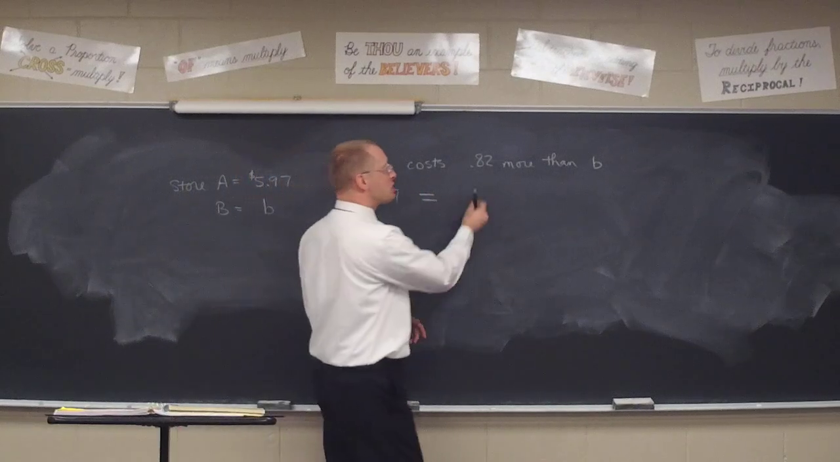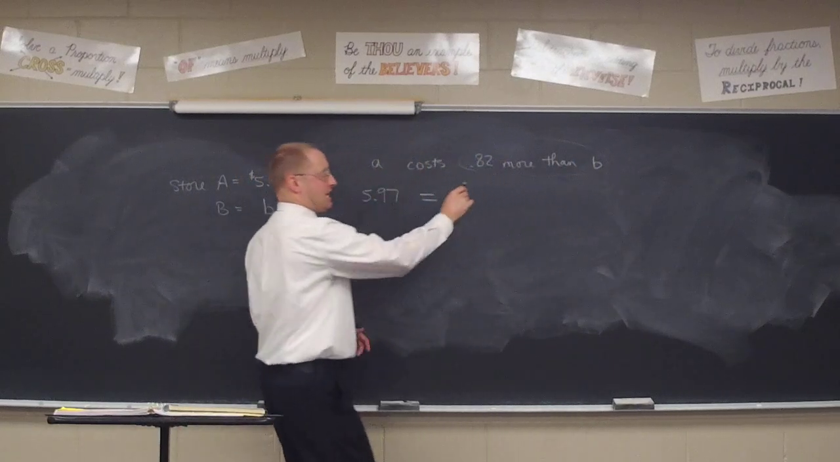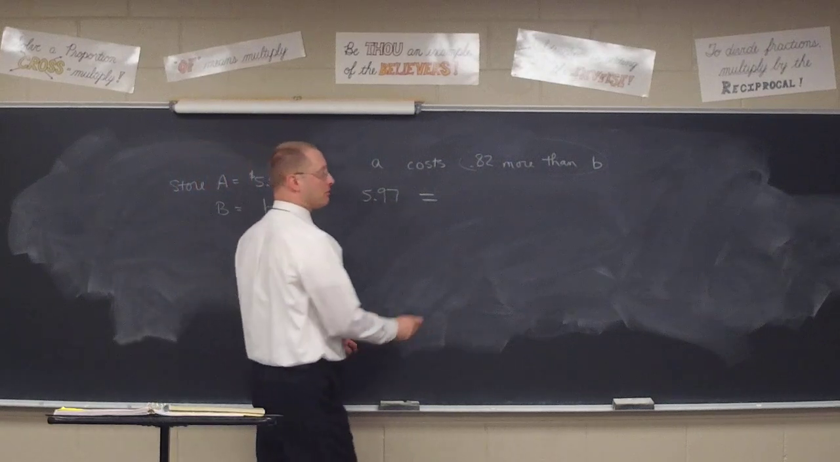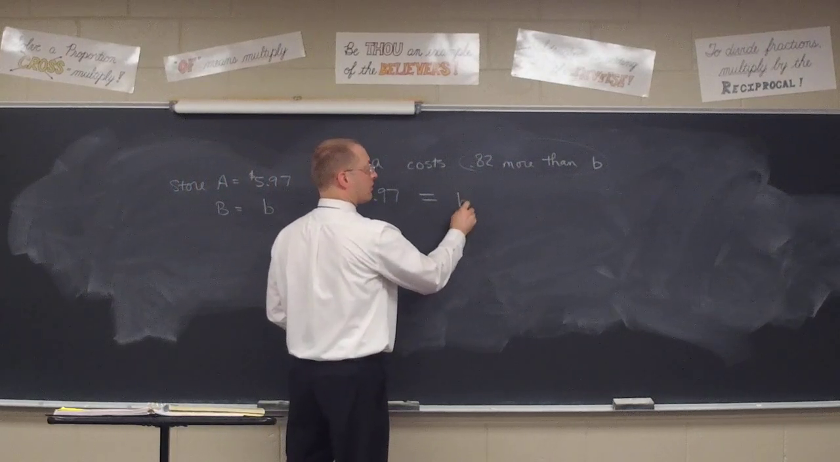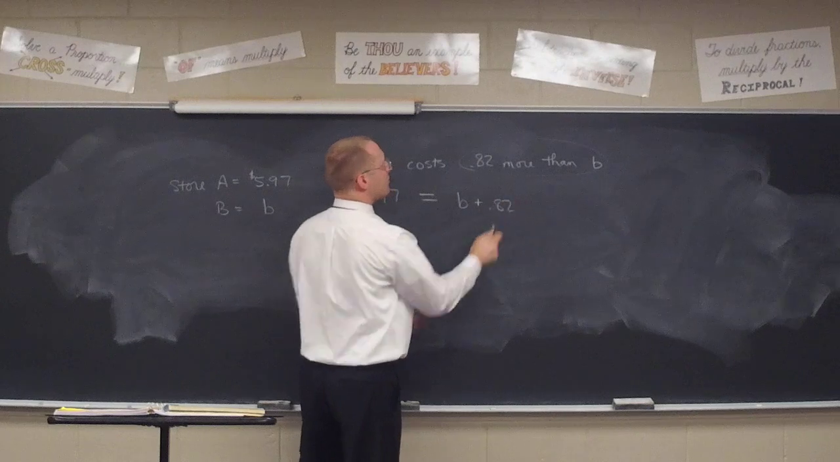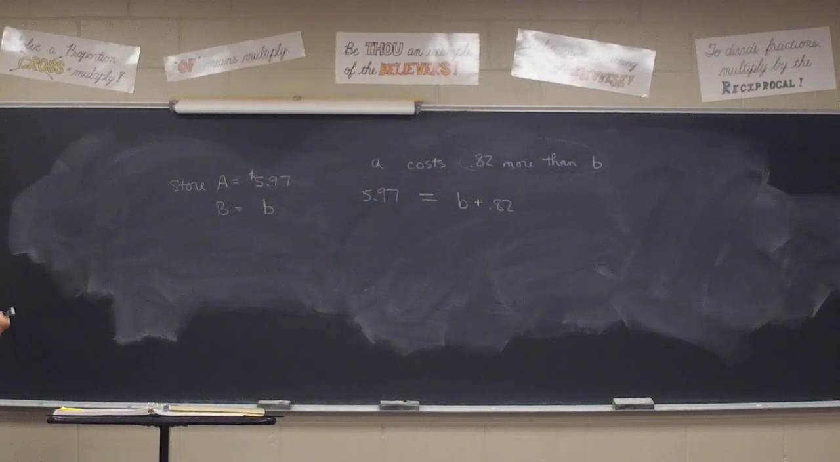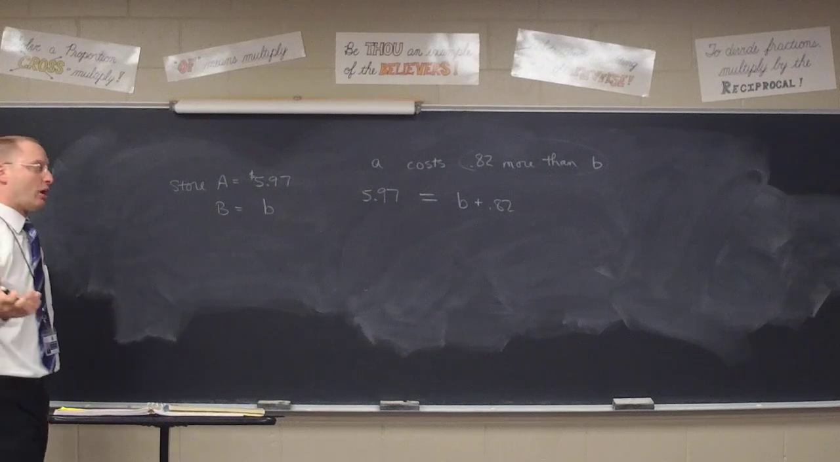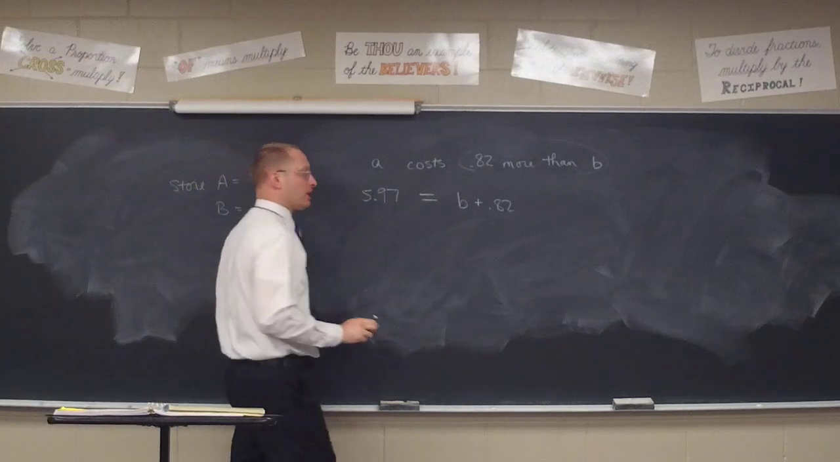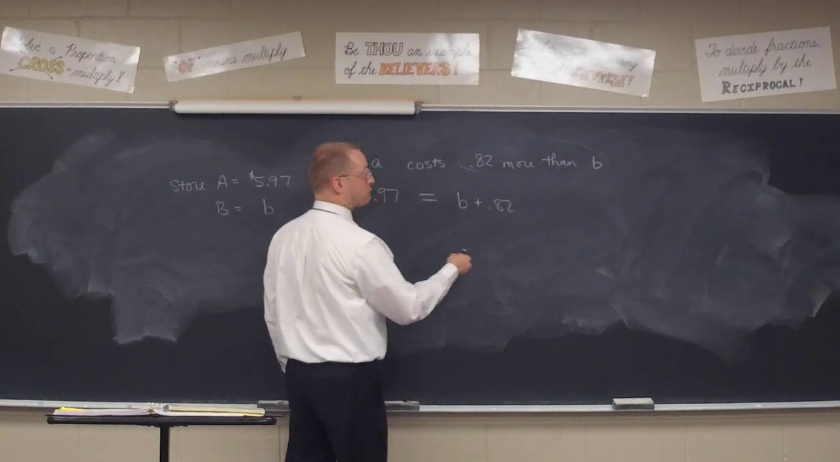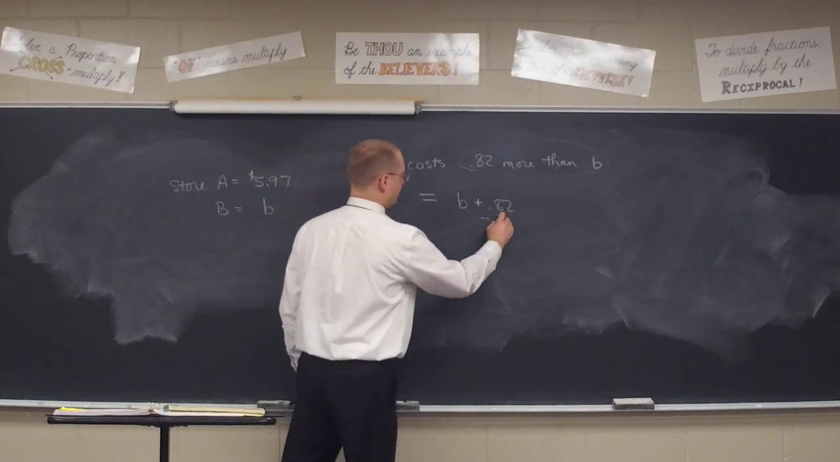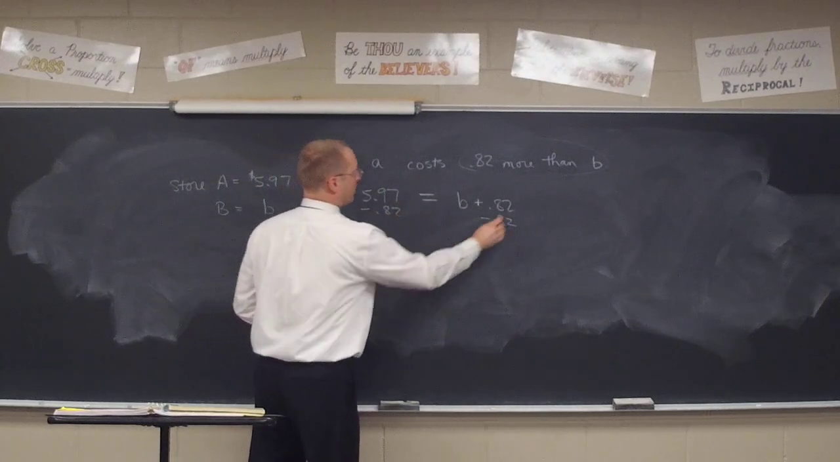And when it says 82 cents more than B, class, we could write that 0.82 plus B. Well, the than would flip it generally, right? It's not wrong if you don't because it's addition, but B plus 0.82. Now, to solve for B, class, we simply do the math. By doing what? Inverse. Negative 0.82 on both sides.